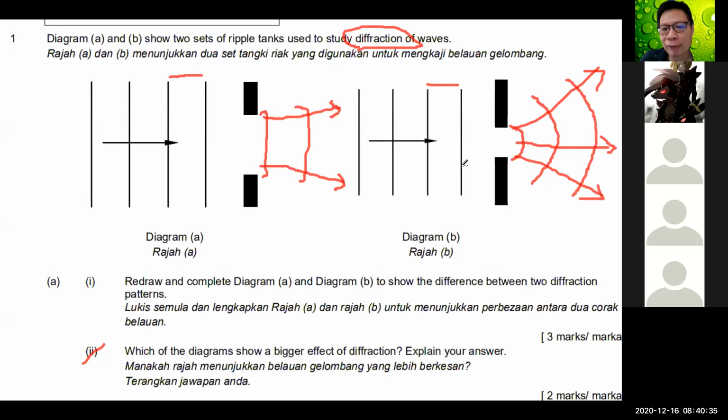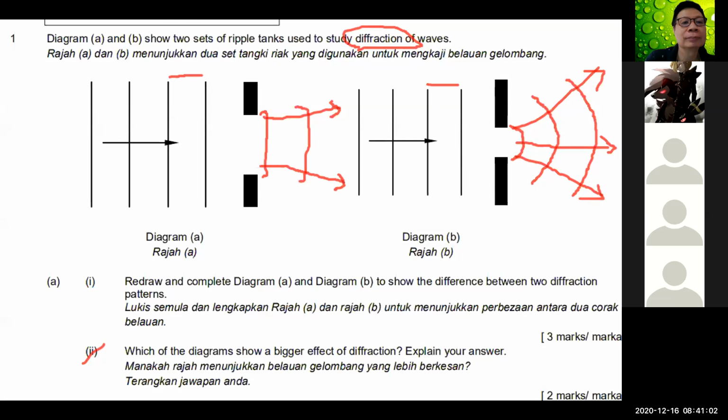The effect of diffraction is bigger because it has smaller gap. Yes, correct. Because the gap, another name of the gap we call aperture, because the aperture is smaller than the lambda, or you say the wavelength lambda is bigger than the gap, bigger than the aperture. Okay, let's check the answer.